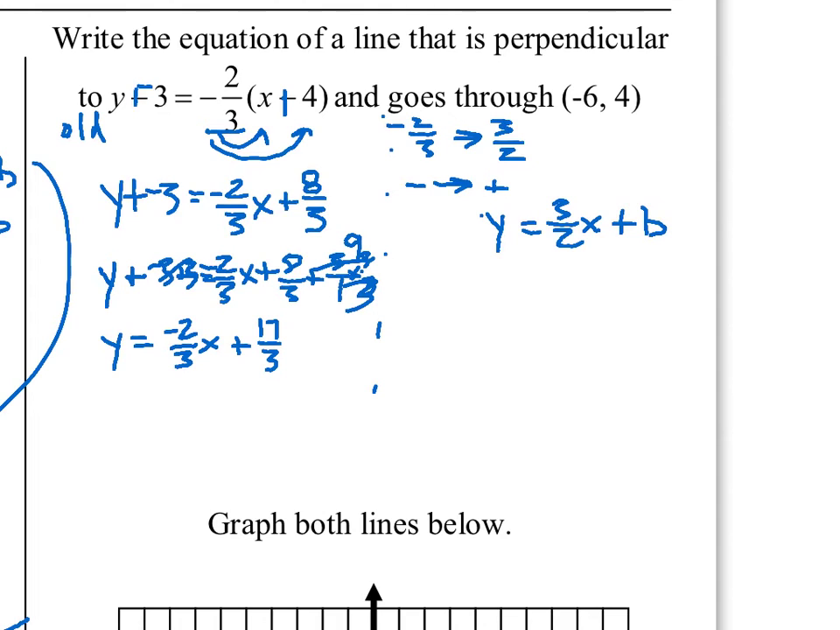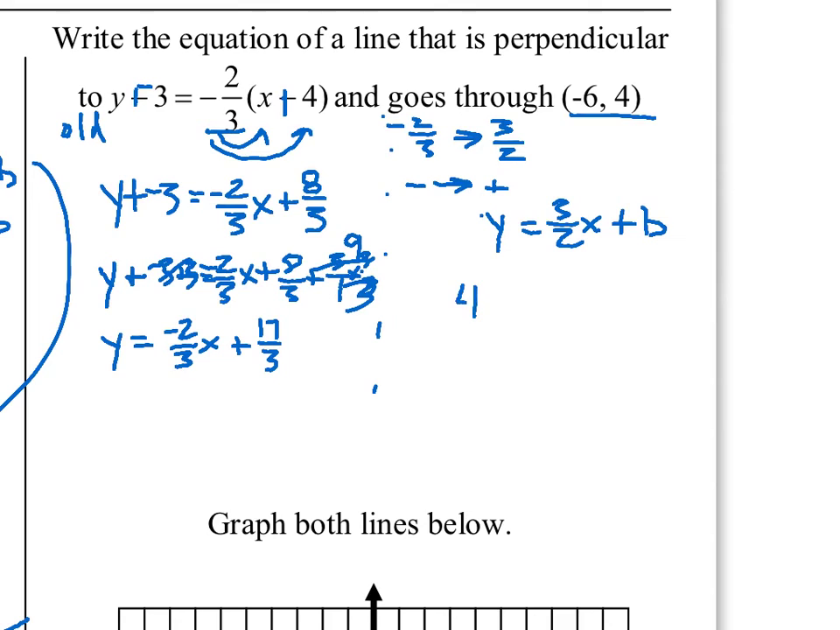Kevin, are we directly given a y-intercept? So what do we need to do? Can't graph it yet. I don't have the y-intercept. Sarah, help him out. What do we need to do to find the y-intercept? Yeah, plug in our point.